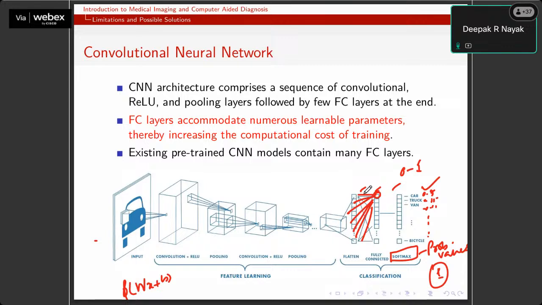And these FC layers are not recommended. You cannot use many FC layers at the end, because if you use more FC layers, the number of parameters is going to be very, very high. You might have seen this in the case of AlexNet.